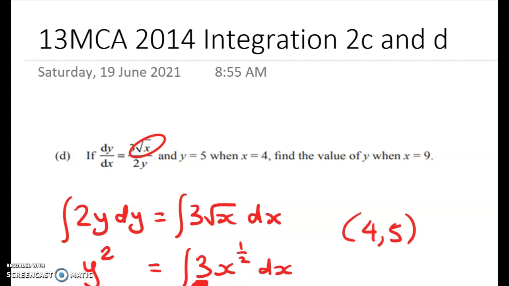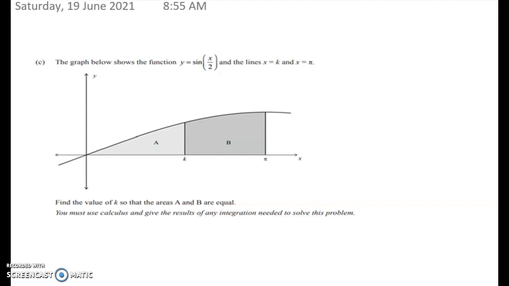That's the first one. Now the second merit question in question 2 of that year was this one here. And this is one where I think slowing down a tiny bit to think about the best way to do this will help you. So the graph below shows this function, and the function is simply y is sine of half x. And it's got the lines x equals k and then x equals pi. We have to figure out the value of k so that the areas A and B are equal. So this is going to be one limit of integration, the k, but it's going to be much easier if I can first of all work with the pi and the 0.